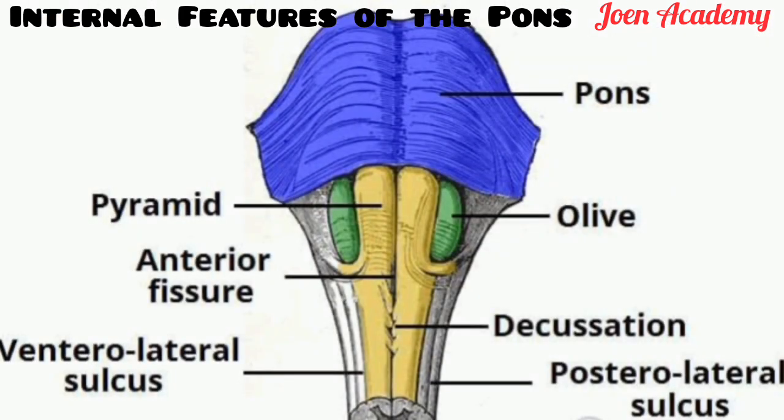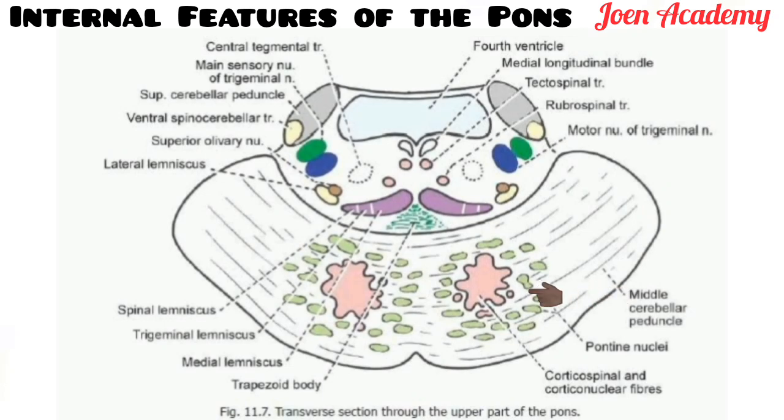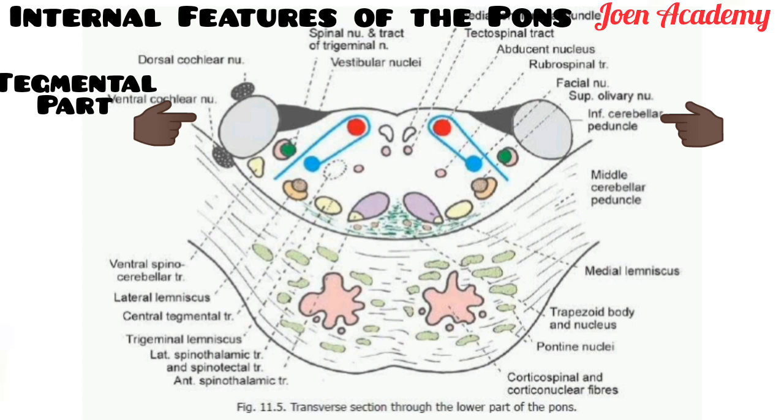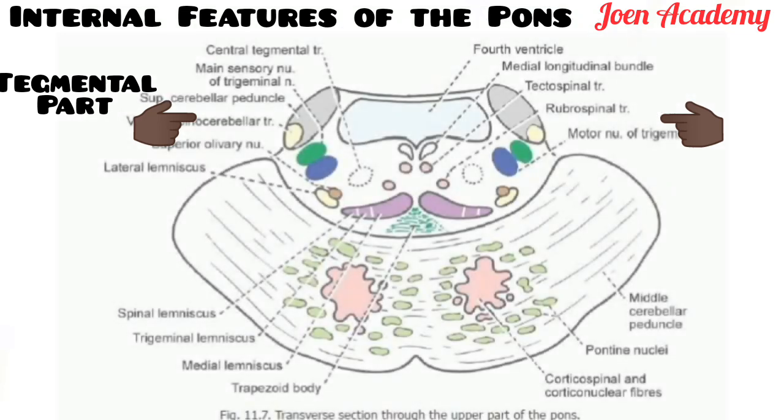As for the ventral part, it is continuous inferiorly with the pyramid of the medulla. It contains the pontine nucleus, which plays an important role in movement coordination. The fibers from the pontine nucleus cross the midline and form the middle cerebellar peduncles on their way to the cerebellum. The internal structures of the ventral part of the pons are the same throughout its length, although the internal structures of the tegmental part are different in the upper and lower parts of the pons.